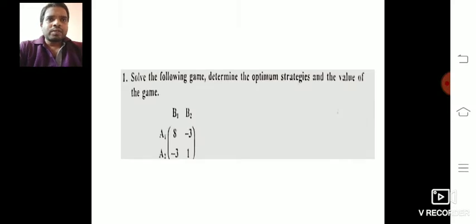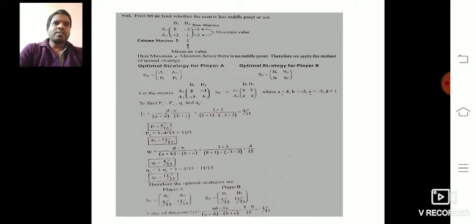Now this is the problem. You can solve this problem by using the analytical method. Here we have two players, player A and player B. Player A has two strategies A1 A2, and player B has two strategies B1 B2, and the elements given are 8, minus 3, minus 3, 1. That is, small a equals 8, small b equals minus 3, small c equals minus 3, small d equals 1.